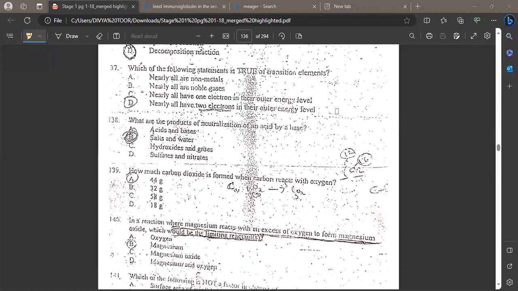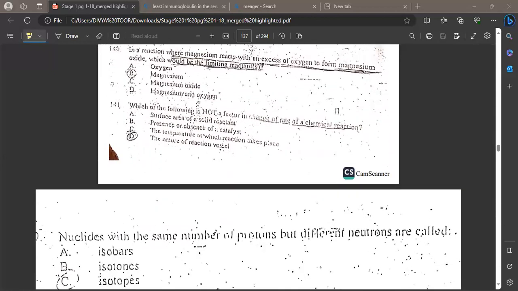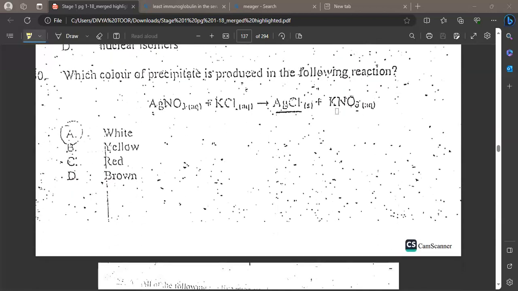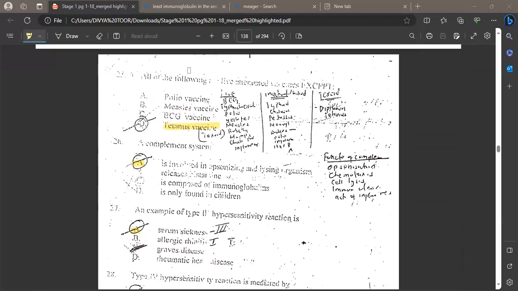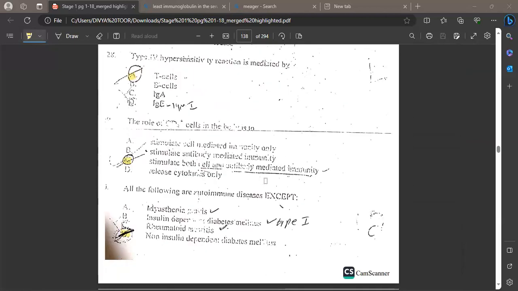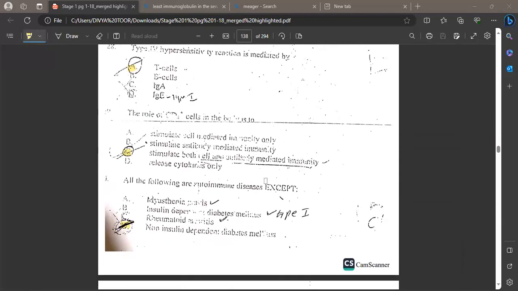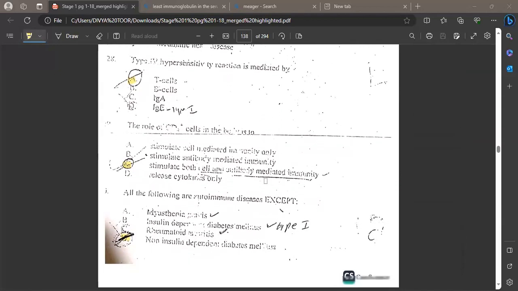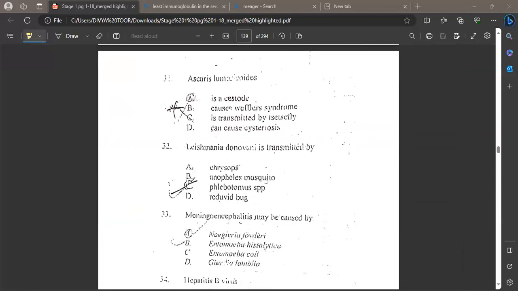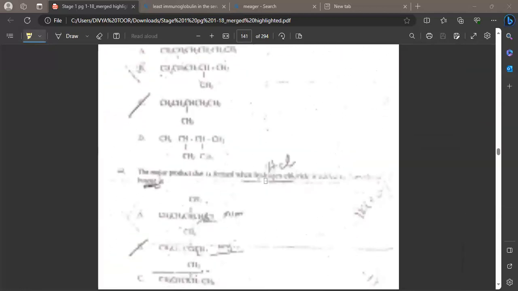In viruses, where exactly did you guys stop? Here. In viruses. Oh, yeah, but we can answer these ones. No, it's a repeat. This one we've answered. I'm seeing it's the same questions. So this is the same paper.